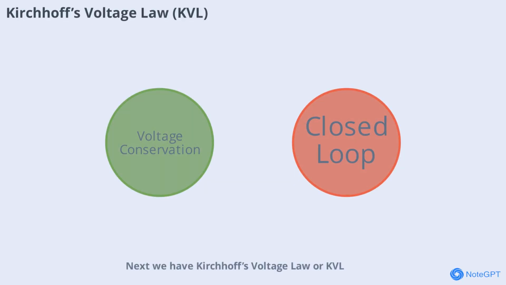Next, we have Kirchhoff's voltage law, or KVL. This law tells us that the sum of all voltages around any closed loop in a circuit must be zero. This includes the voltages across batteries, resistors, and any other components. KVL is based on the conservation of energy, ensuring that the energy supplied by sources is fully used up by the circuit elements as we travel around a loop.